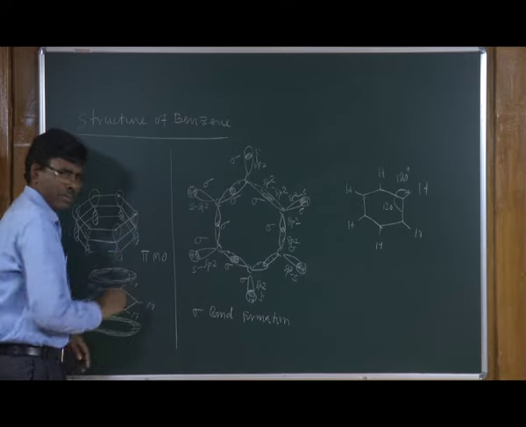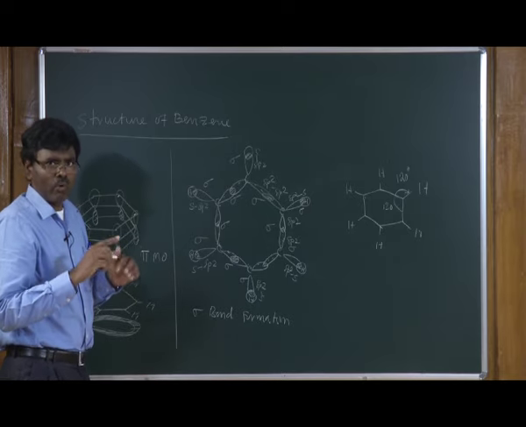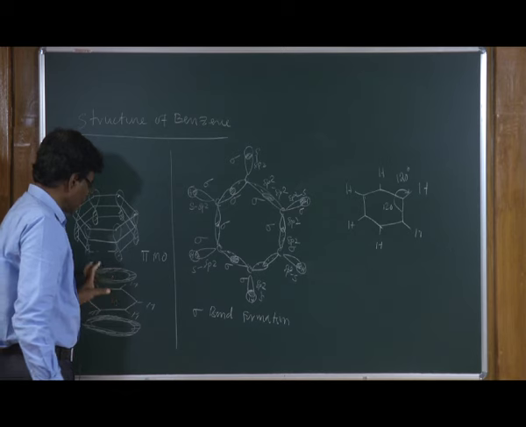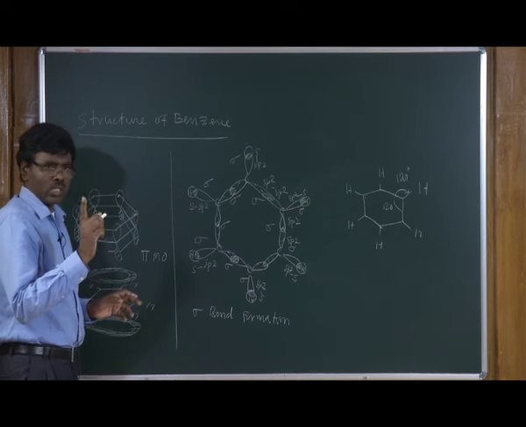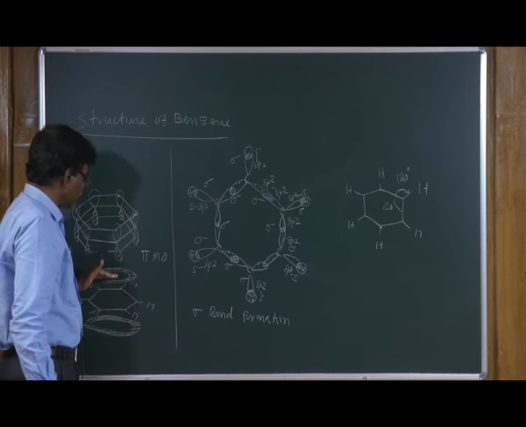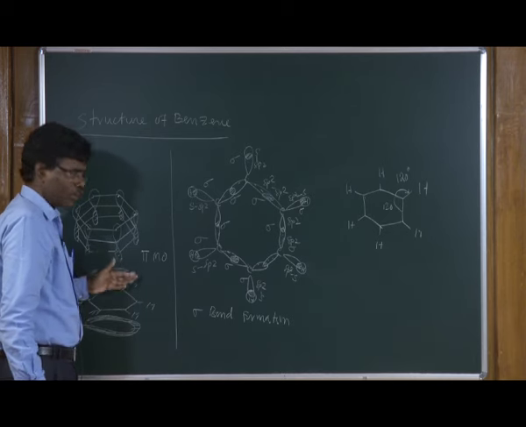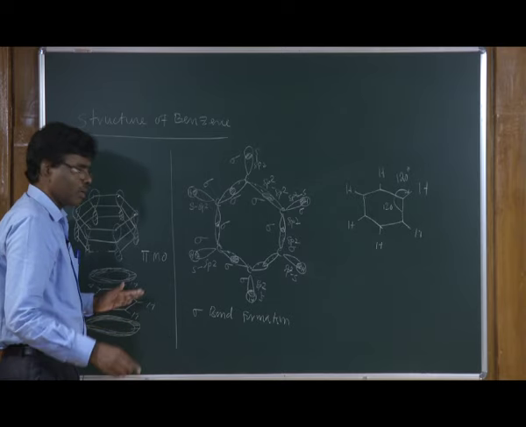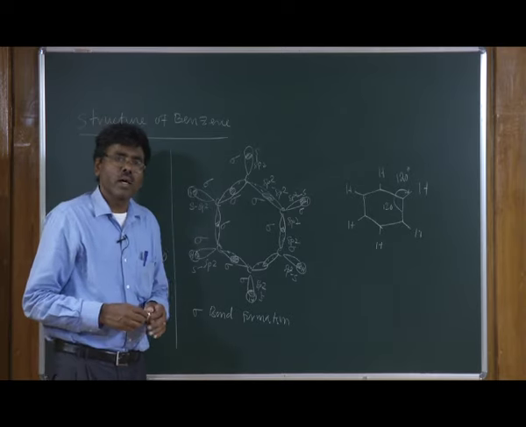So, this is a p orbital, the 6 p orbitals overlap together to form a pi molecular orbital which has 6 electrons, and they are delocalized. 50% of this pi molecular orbital is above the benzene ring and 50% of the molecular orbital is below the benzene ring, which makes it more stable.